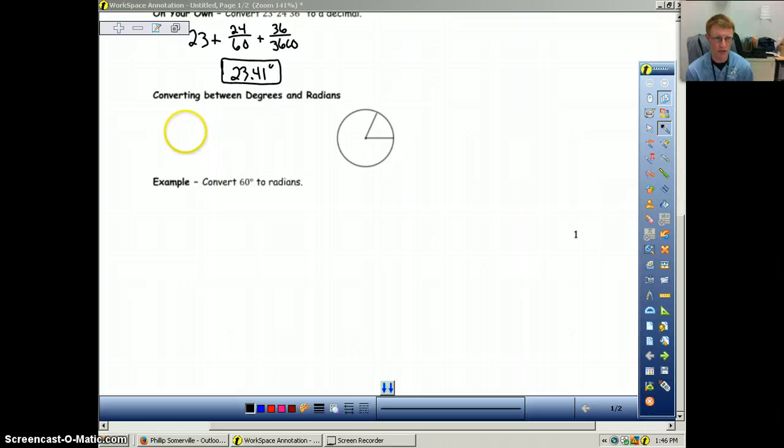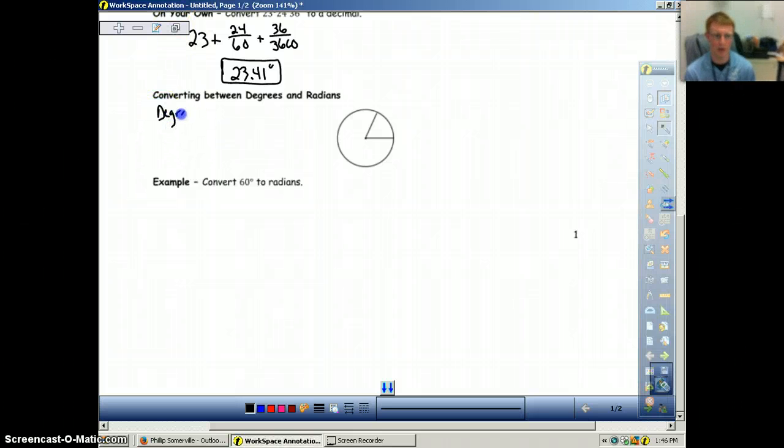But what happens is, when we talk about the number of degrees in a full circle, I assume all of you know this, it is 360 degrees. Well, radians are also used as a measure of an angle, and when you get to calculus, everything's going to be done in radians. And the number of radians in a full circle is 2 pi.